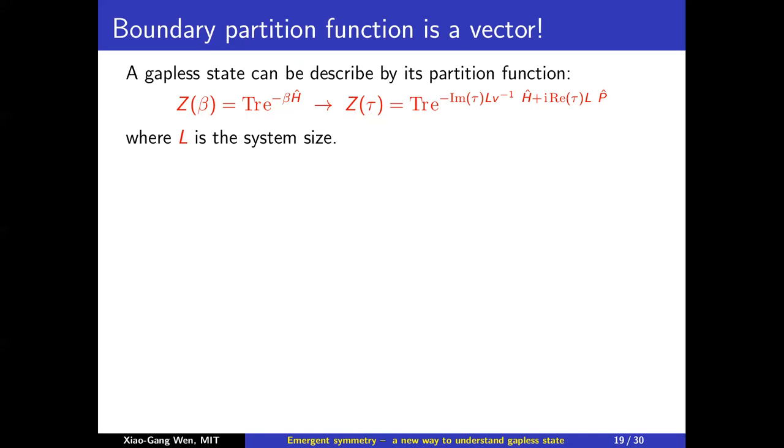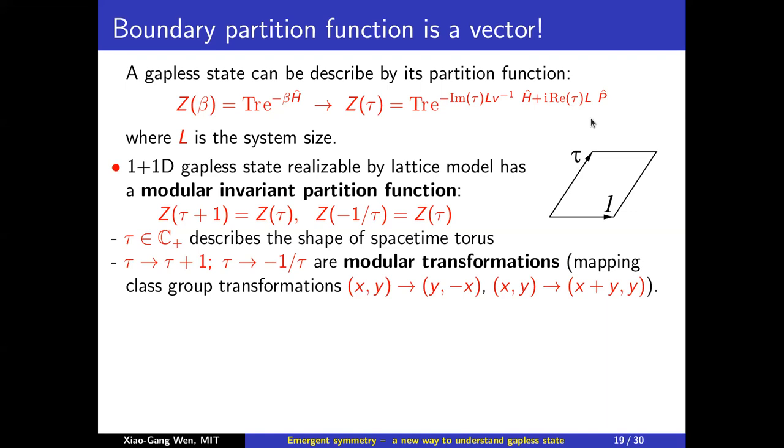Then how do we quantitatively describe gapless states? Well, a very simple idea: we use a partition function. The partition function is a function of inverse temperature. Well, we can do some twist: instead of just the trace of the Hamiltonian, we take a trace with some kind of momentum shift, with a momentum operator, a translation operator. So this partition function becomes a function of tau. The imaginary part of tau corresponds to the inverse temperature times the system size, something like that, and the real part of tau corresponds to the translation in the x direction. So this partition function as a function of tau becomes a quantitative description of a gapless state.